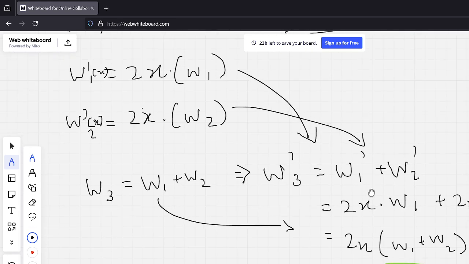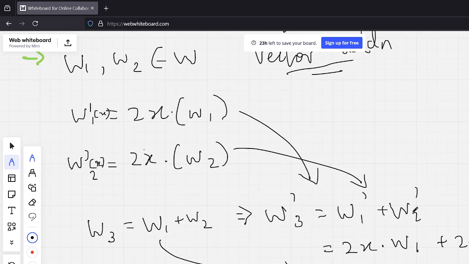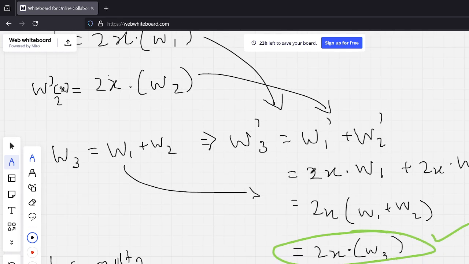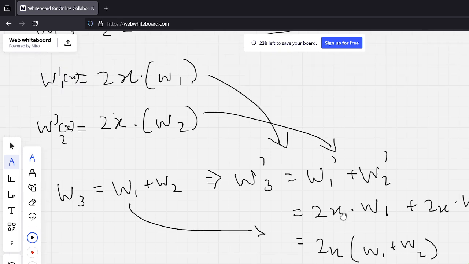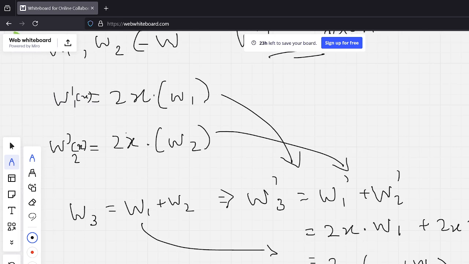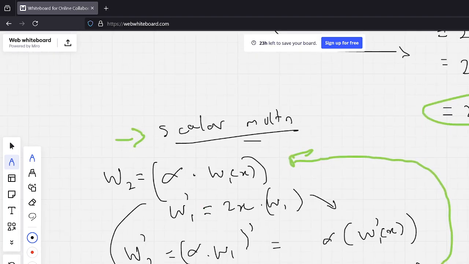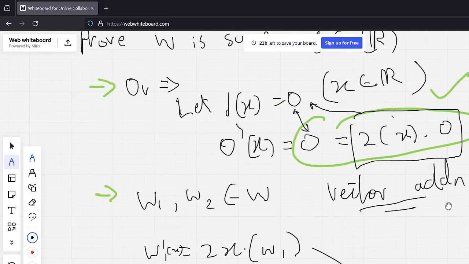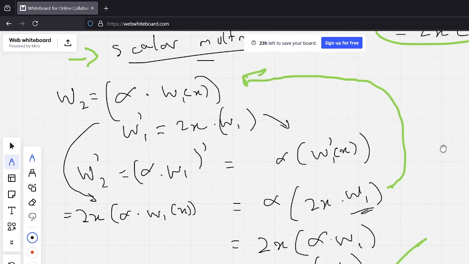And we know what these derivatives are because we bring them from here, and we say that 2x times W1 plus 2x times W2 is W3's derivative. And then we can factor out 2x, making it 2x times W1 plus W2, and we know what this is from here, which is W3. So it follows the zero vector rule and the vector addition rule.